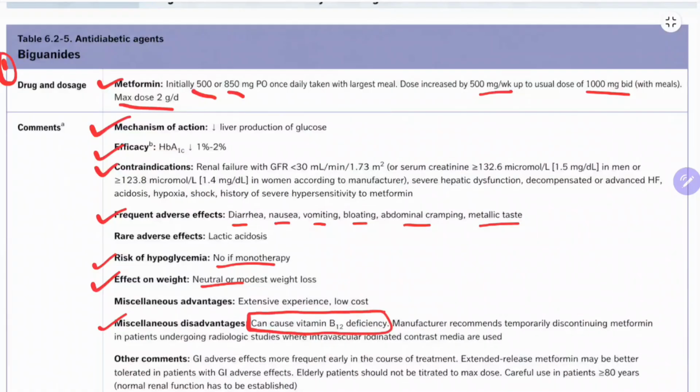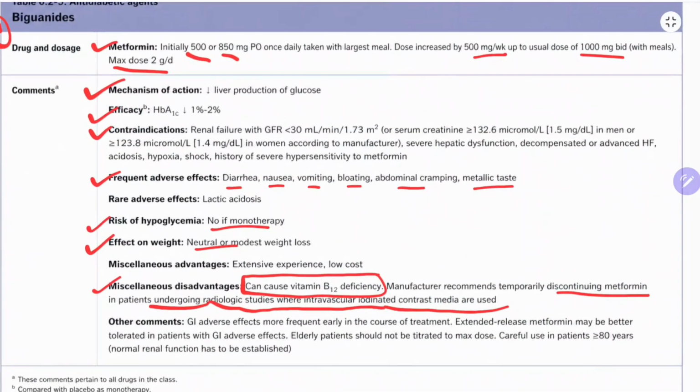Okay, very important. And another important thing is, metformin should be discontinued in patients undergoing radiological studies where intravascular iodinated contrast media is used. So, meaning, if the patient is undergoing contrast enhanced scanning like contrast CT scan or contrast MRI, then their metformin should be discontinued temporarily. So the main thing is B12 deficiency. Okay. So this is important.